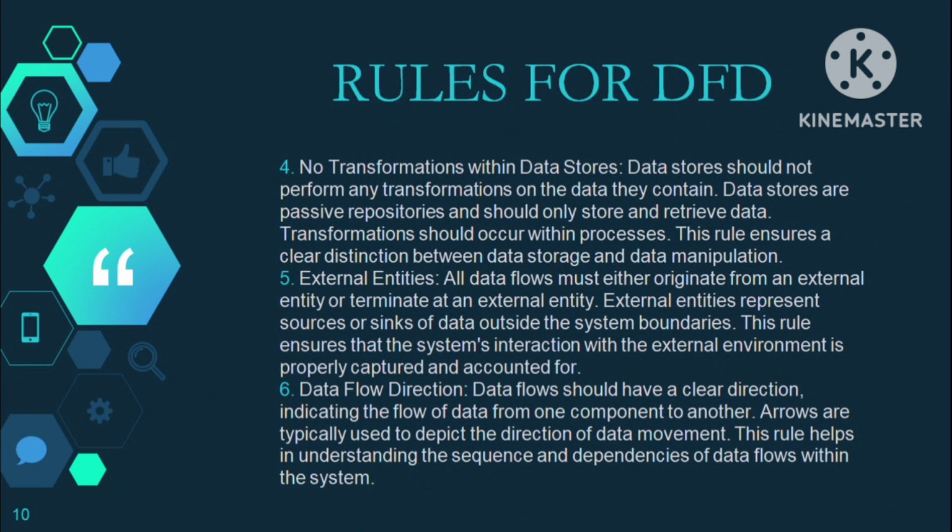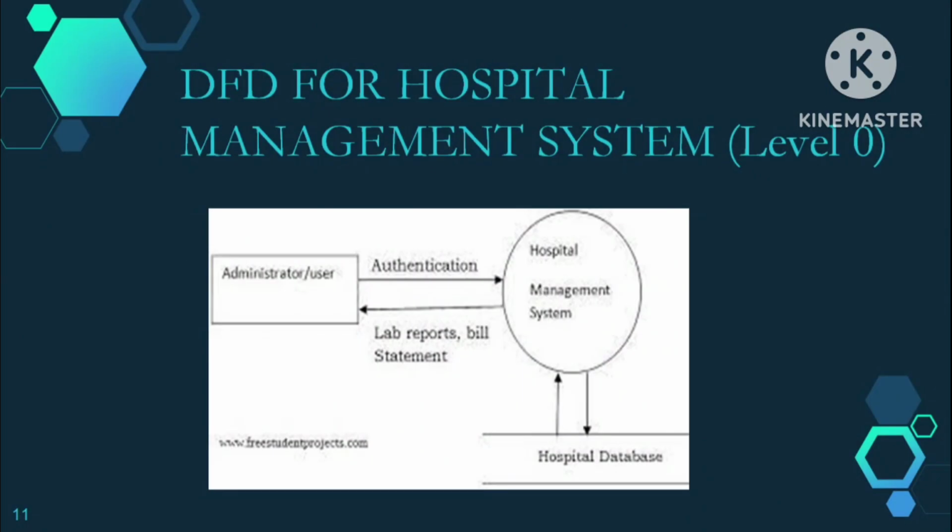Then the next one is a data store must have at least one input data flow and one output data flow. Same as the process. Earlier I said a process must have at least one input data flow and one output data flow. Same goes for a data store. Then the next one is two data flows cannot cross each other. Next, all the processes in the system must be linked to minimum one data store or any other process. So these were basically the rules for a data flow diagram.